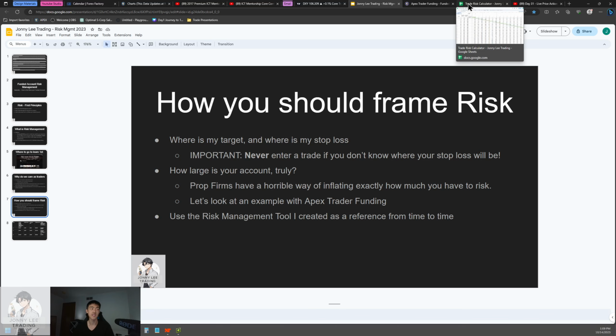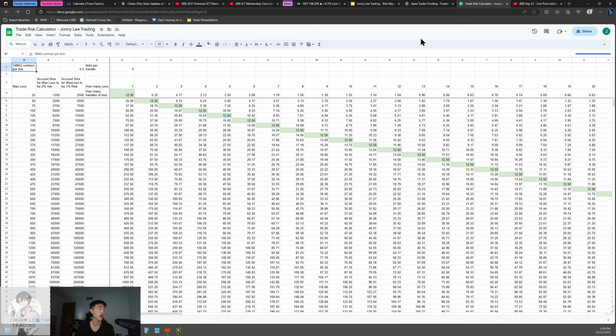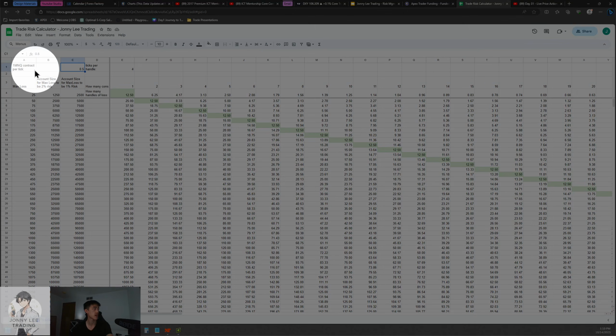So let's now get into the tool that helps you frame what those numbers look like. And this is really important, so make sure you're taking some notes on how to use this. So this is the tool that I created. You can use this to mimic any one of these futures contracts, provided that you know what the tick per 25 cent or per 10 cent value is, you can define that here for micro NASDAQ.